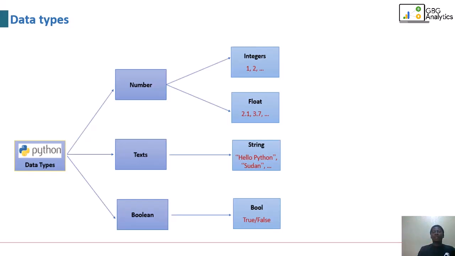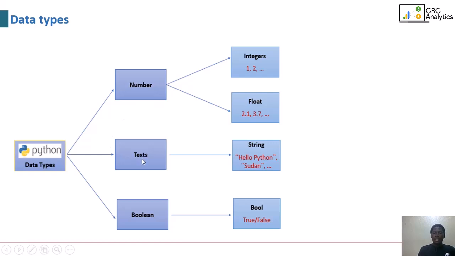Here is a graphical summary of different data types in Python. For example, we have number. It can be an integer and it can be a float. If it's an integer, then that number will be a whole number. For example, 1, 2, 17, 100, -7, and so on. And if that number has decimal places, then the data type for that number will become a float.